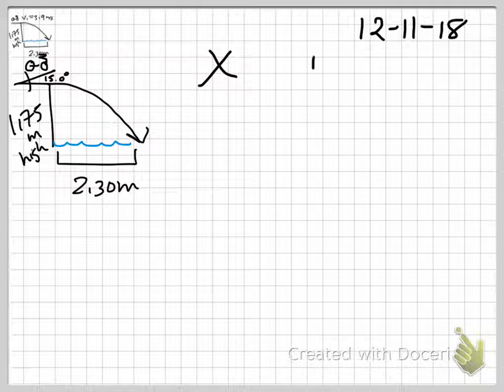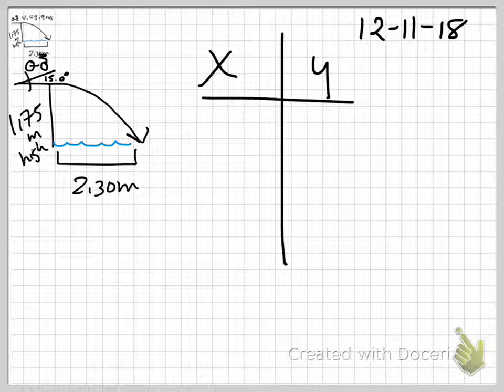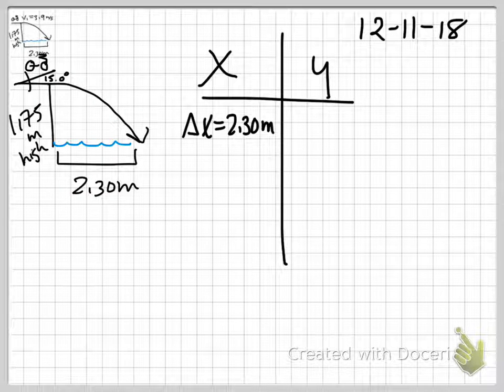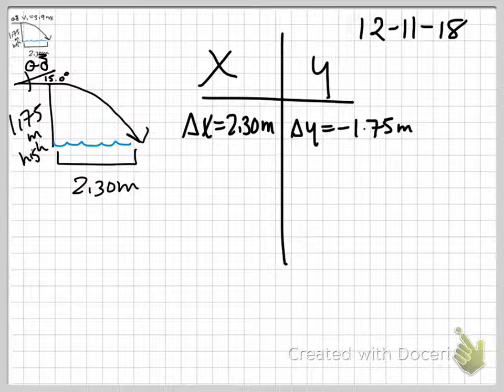So I'm going to start the way I always start these, with an x and a y axis list of variables. I know that I need my delta x. What I'm interested in is the VI required to get me 2.3 meters after a fall of 1.75 meters. Change in, I should say, change in y position.